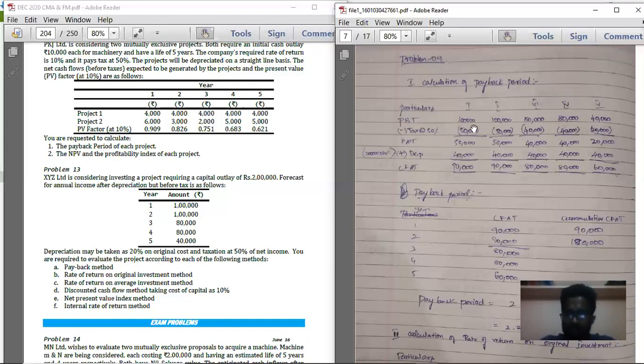PAT: first year 1 lakh minus 50,000, you are getting 50,000. Second year also 1 lakh minus 50,000, you are getting 50,000. Third year 80,000 minus 40,000, you are getting 40,000. Fourth year 80,000 minus 40,000, you are getting 40,000. And fifth year 40,000 minus 20,000, you are getting 20,000. So that is the profit after tax.